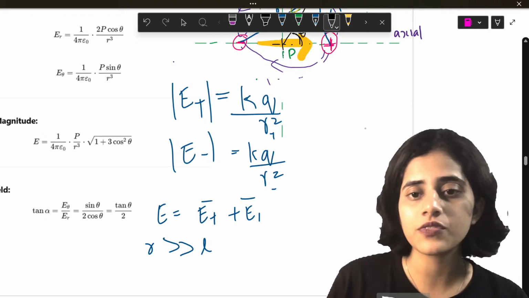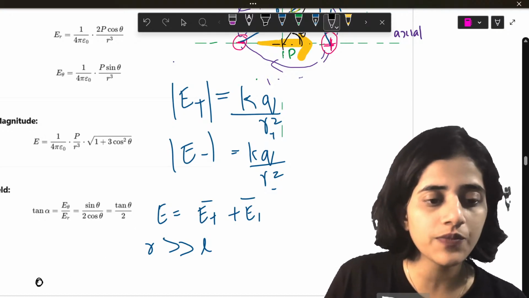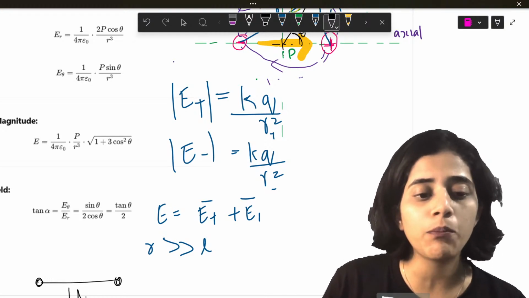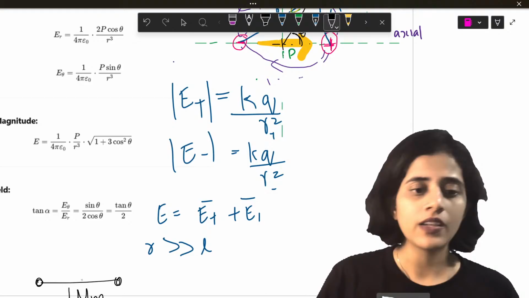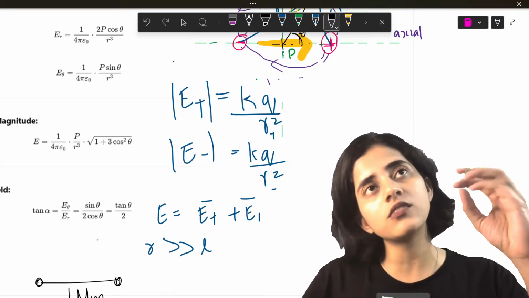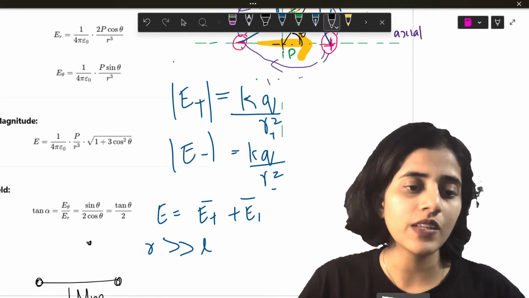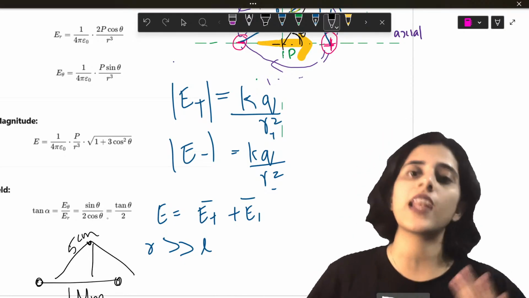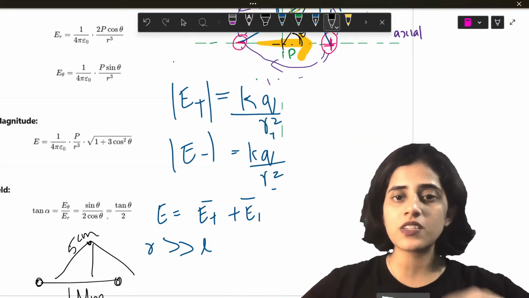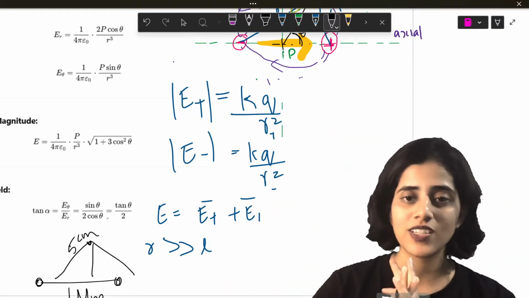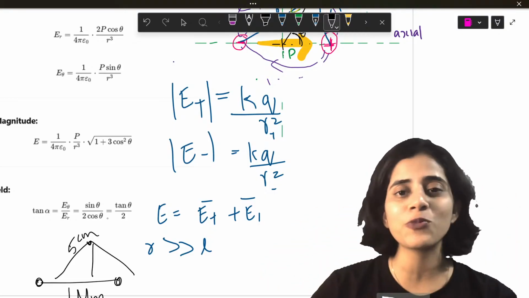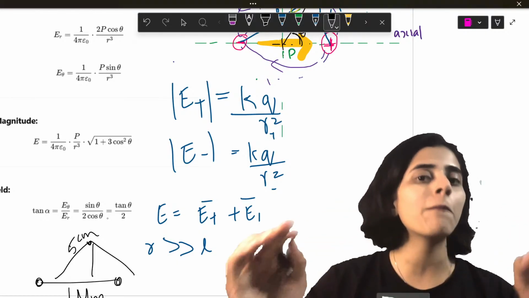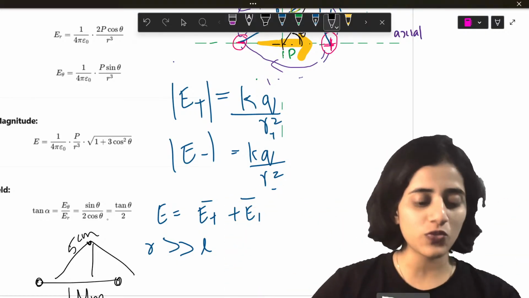That means that if you have a dipole and the distance between the charges is, let's say, 1 micrometer, which is very small. Now, you take a point somewhere here, such that it is at a distance of 5 centimeters from the dipole. So the distance is 5 centimeters, and the distance between the charges is 1 micrometer. Will you even consider 1 micrometer? You simply ignore it. So, that is what we are going to do right now.